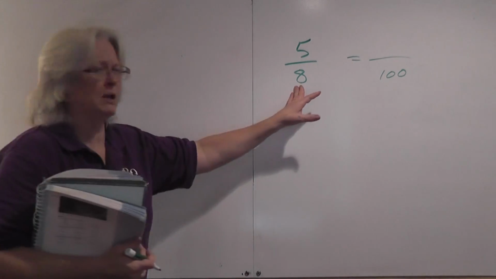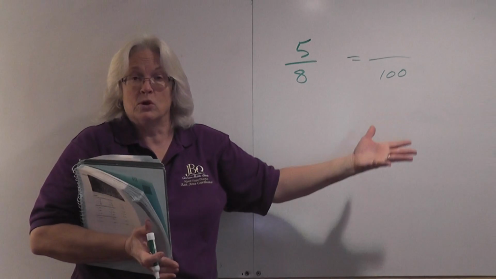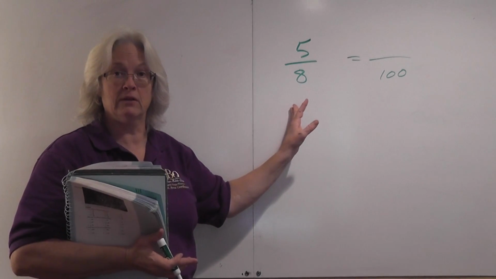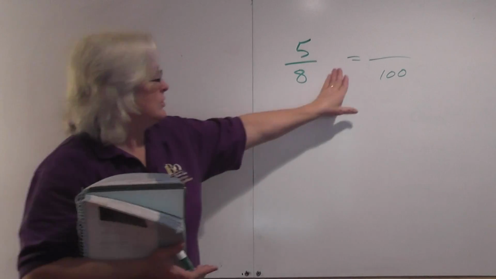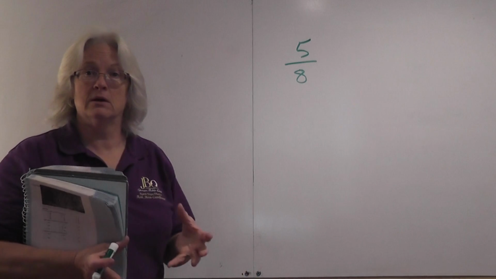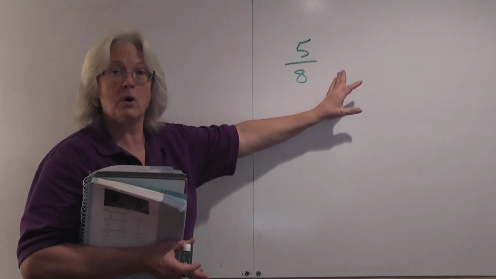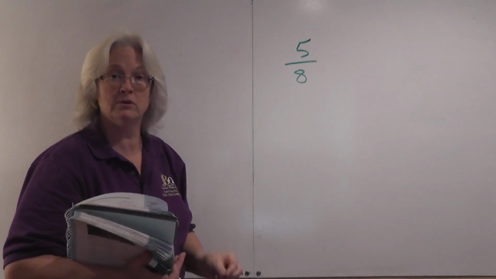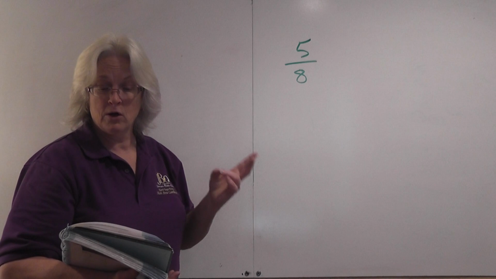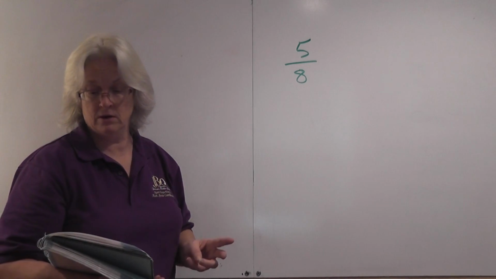What do you have to multiply 8 by to get 100? There's no convenient number there. 100 divided by 8 does not divide evenly. So you can't simply rename 5/8 as an equivalent fraction over 100 because there's no whole number multiplier that will allow you to do that. So, what are they saying? How are they telling us to do it? Write a proportion and solve for the unknown.